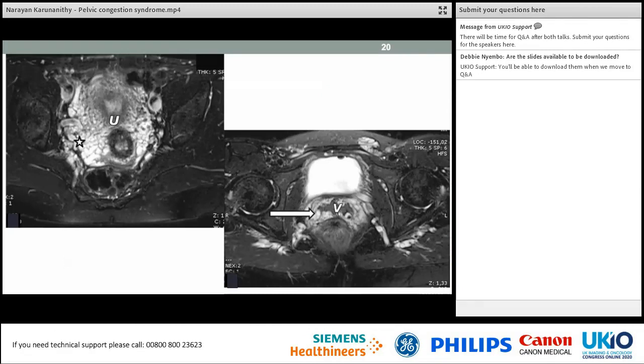So these are two images from standard high-res T2 axial images, which demonstrate quite dilated veins within the pelvis. In the first case, surrounding the uterus, and in the second, surrounding the vagina. But again, this may be seen quite commonly, and the significance of this can be hard to work out.